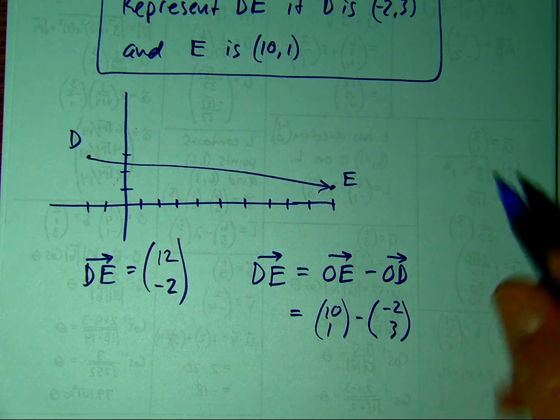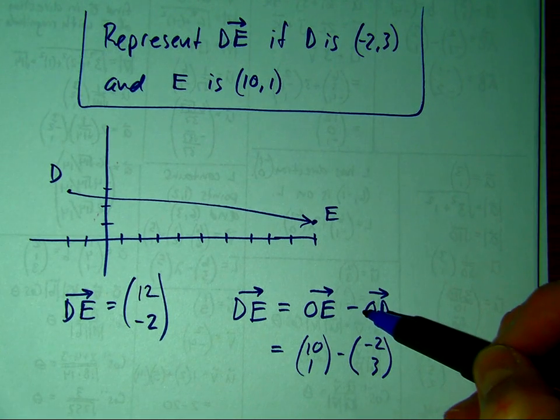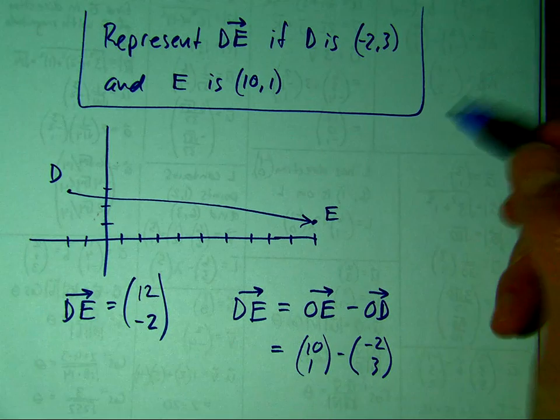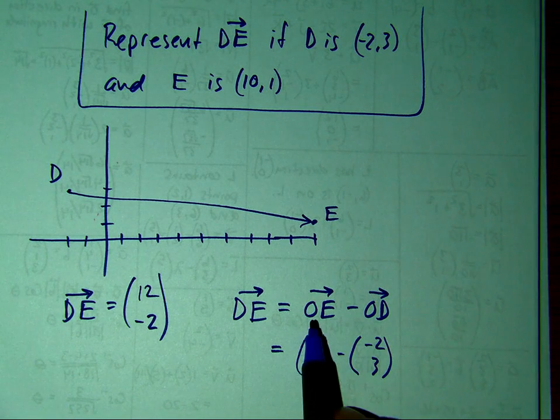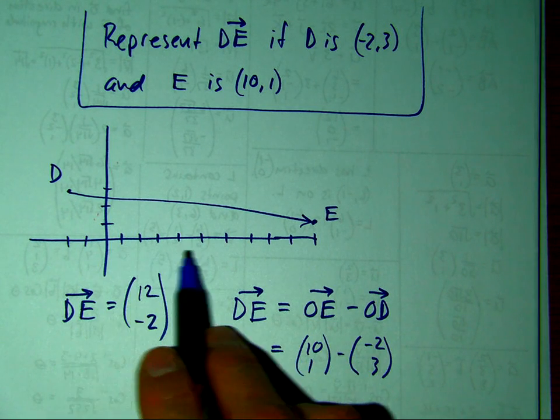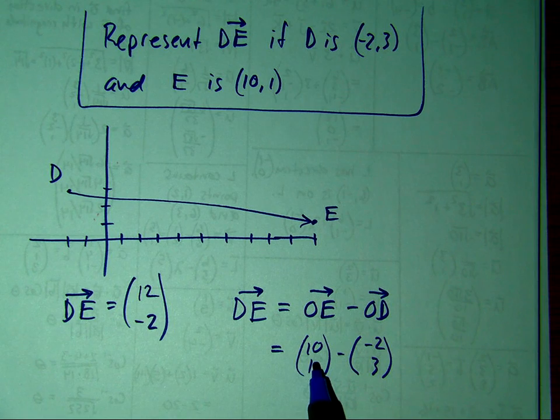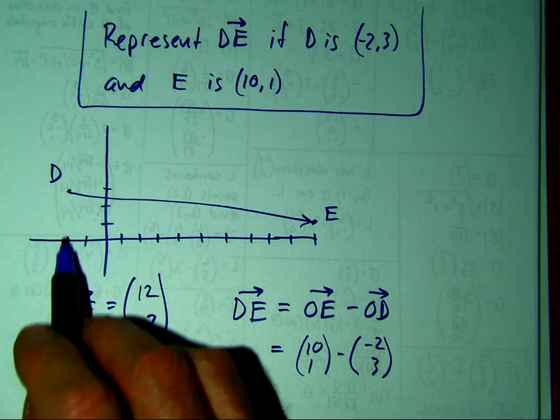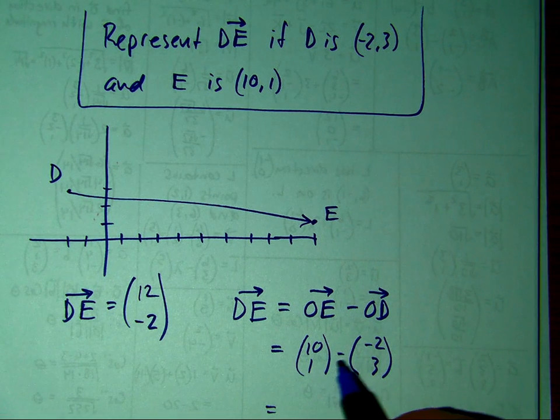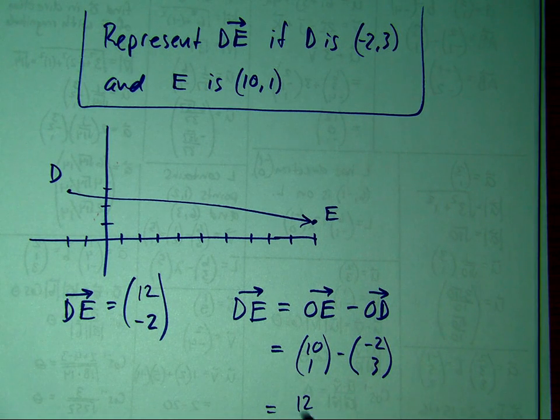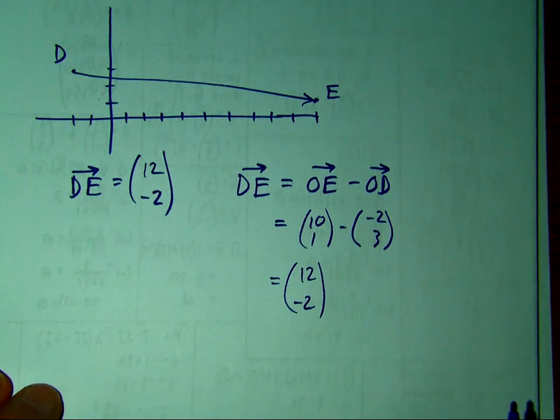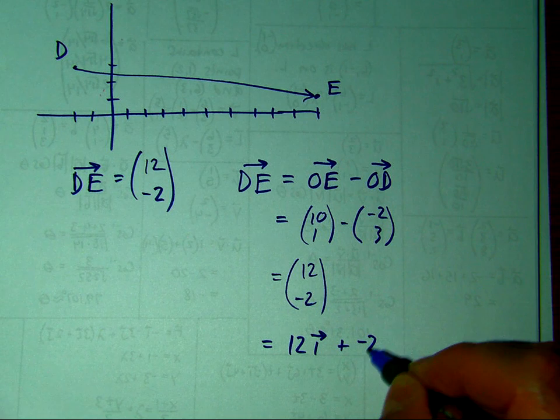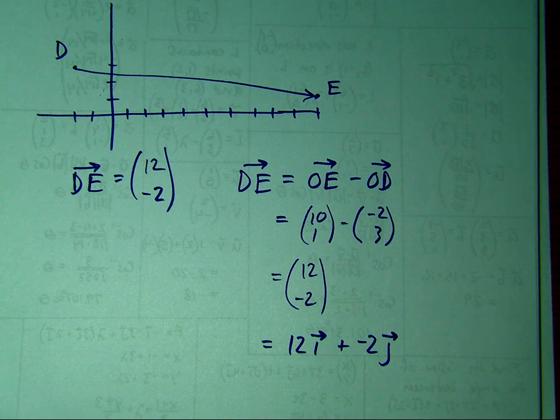And the reason why this is helpful is because we can just use the numbers and the coordinates. We don't have to worry about switching signs or anything. OE, you can see it on the graph. We go over 10, up 1. There's the vector. And for D, we go left 2, up 3. 10 plus 2, 1 minus 3. And we'll get the same vector. It's the same as 12i plus negative 2j. That's another way to write the vector. And that's the end.